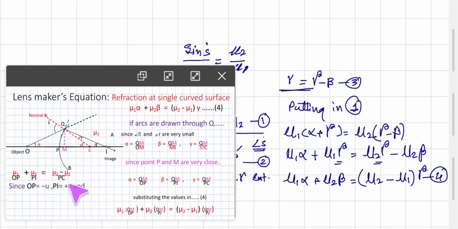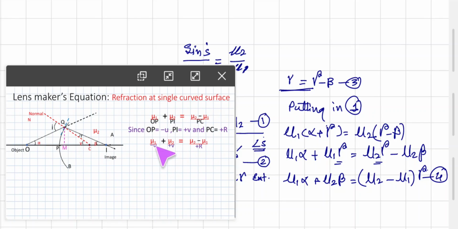Whenever we consider this OP, from the figure you can see that this is actually the object distance U, but it is to the left hand side, so OP is equal to minus U. Again PI, from this P to this I, is the image distance V, so PI is equal to positive V. And this is the center of curvature, so the distance from the center of curvature to the circumference is the radius of curvature R. Now we put the values of OP, PI, PC here, and we get mu1 upon minus U plus mu2 upon V is equal to mu2 minus mu1 upon R. So this equation we have got.